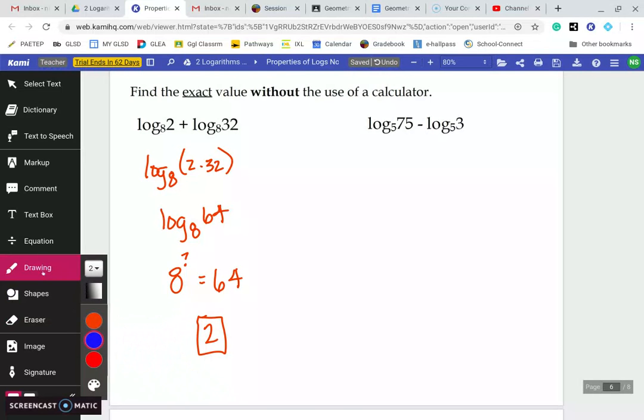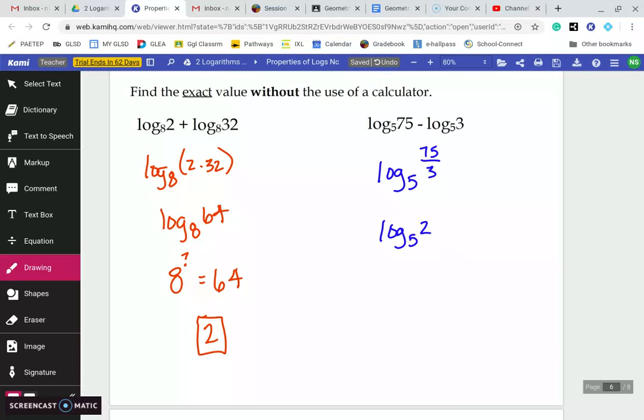For my second one, so now we're subtracting my two logs, so I'm going to divide my arguments. So this will be log base 5 of 75 divided by 3, which is 25. And again, what exponent does 5 need to equal 25? Well, that answer is also 2. Okay, and they just both happen to be 2. No, your answers aren't always going to be 2. But these both happen to be 2.